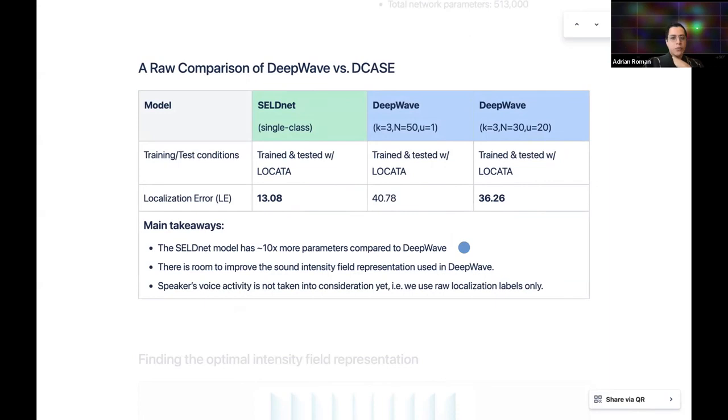However, this made us think about what could be happening. One of the things that we know is that there are a lot more parameters in the SELDnet. Another aspect is that we haven't touched anything regarding the intensity field that DeepWave is capable of inferring and outputting. And another aspect is that we are not considering at this point the voice activity of participants. So for the moments where there's silence, we are just using labels that say that there's an event, but in fact, there's no event happening.